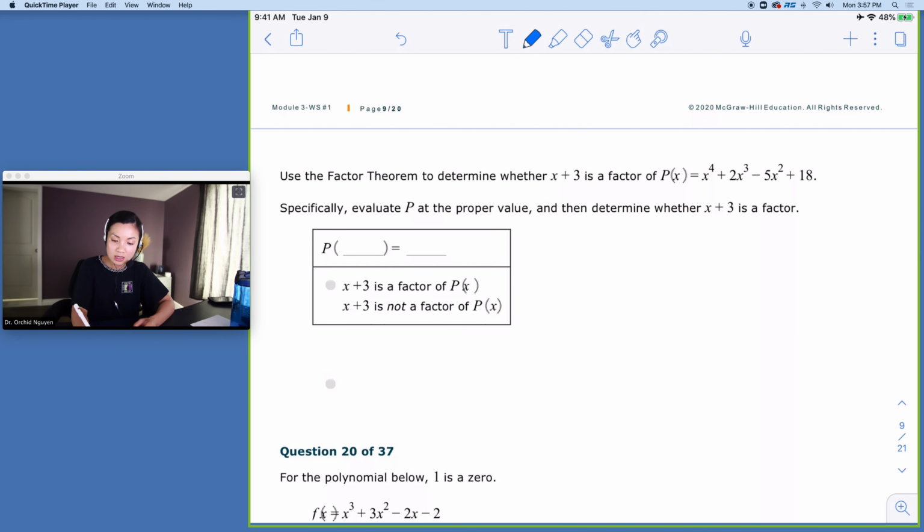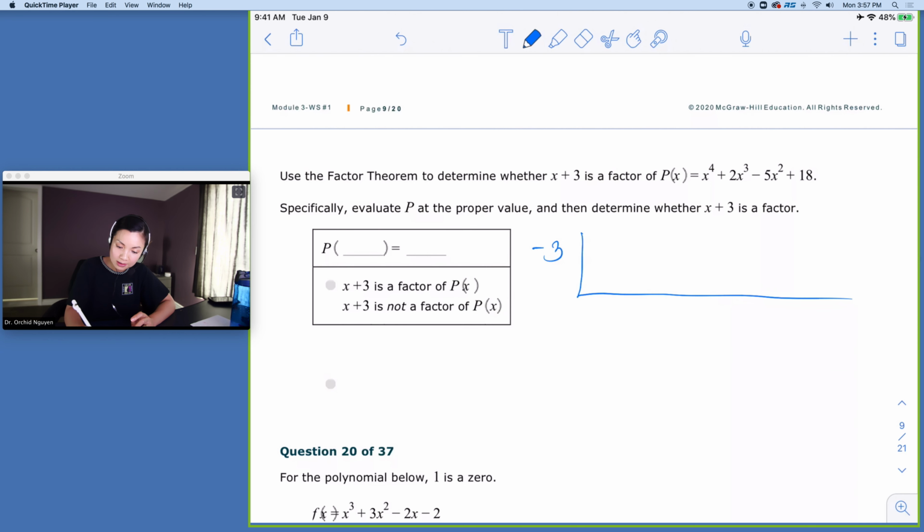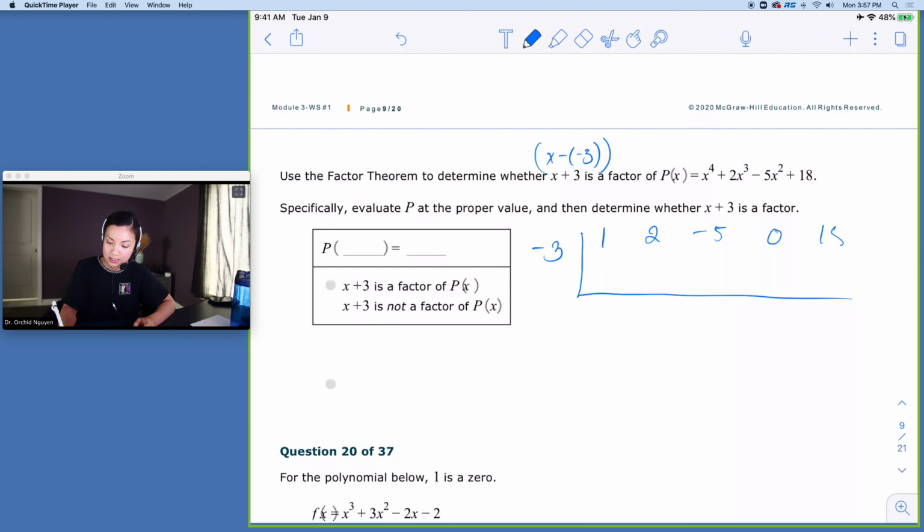So you see right here we have x plus 3. Okay, so I'm going to perform the synthetic division. Don't forget it is negative 3. You put negative 3. Why is that? Because x plus 3 is x minus negative 3. Okay, so 1, 2, negative 5, 0, and 18.